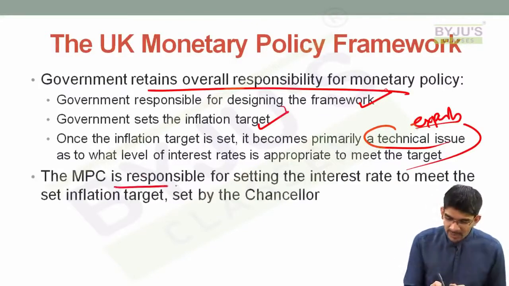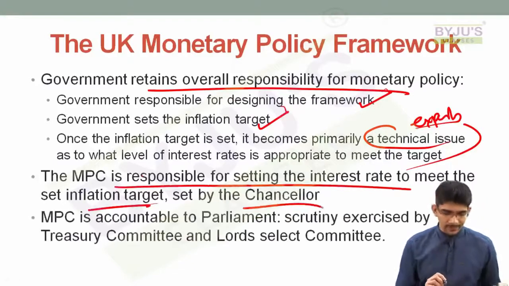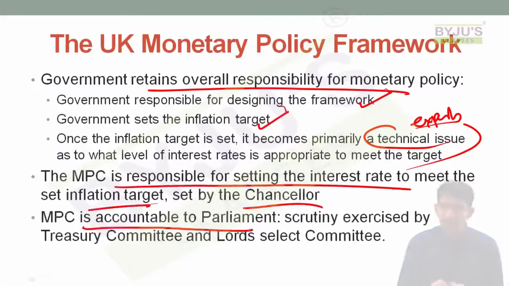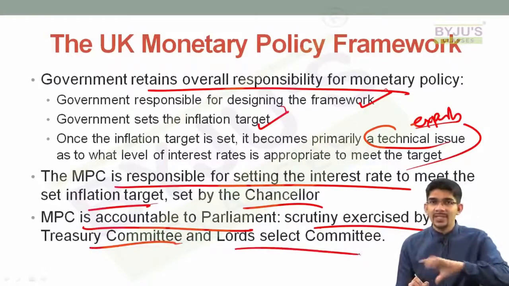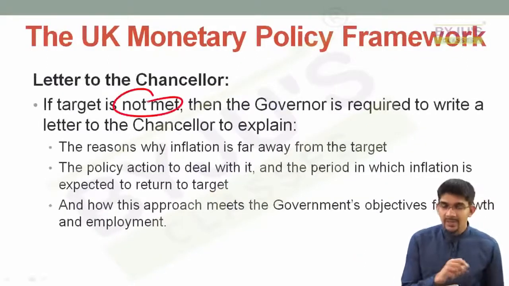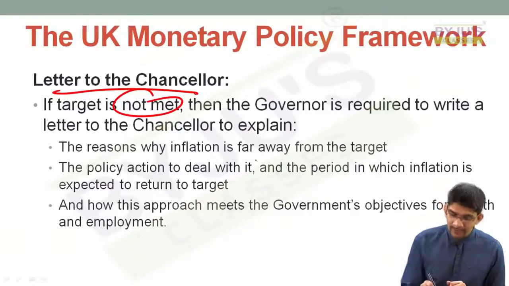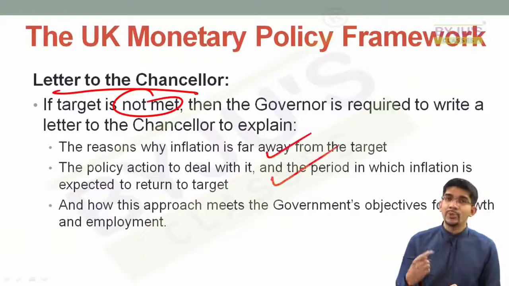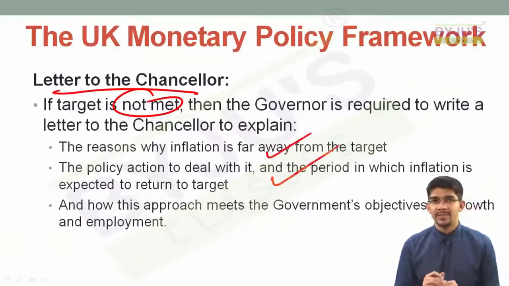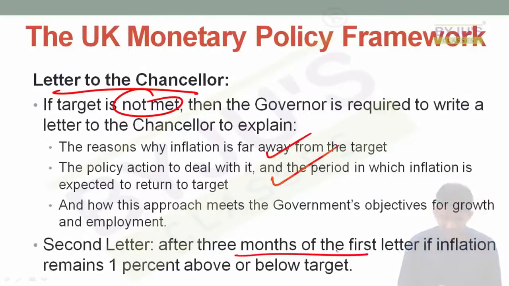So MPC is responsible for setting interest rate to meet the inflation target, which in turn is set by the government. So MPC is accountable to the parliament, scrutiny is exercised by the Treasury Committee and Lord Select Committee, just like we have the Standing Committee on Finance. Now, if the target is not met, then just like we have in the current architecture, a letter to the Chancellor is required, in which the reasons, what action is going to be done, etc., has to be clearly delineated. A second letter is also required if after 3 months, inflation target is still not being met.